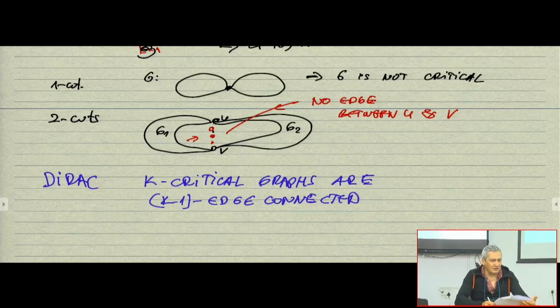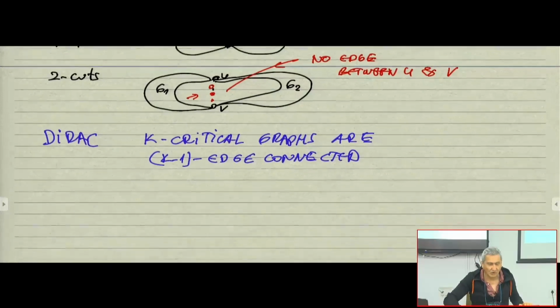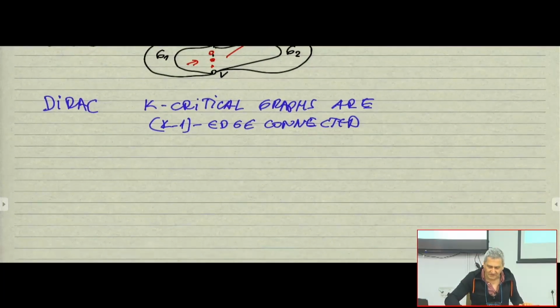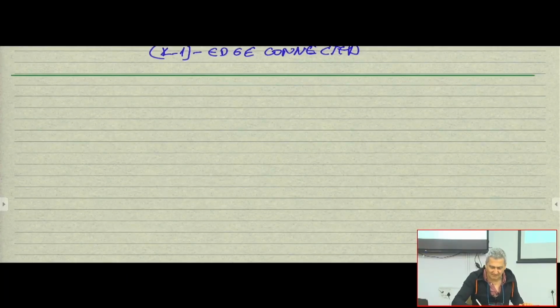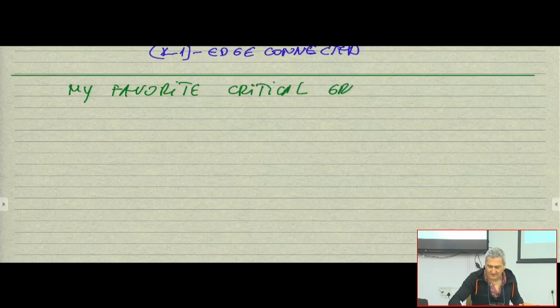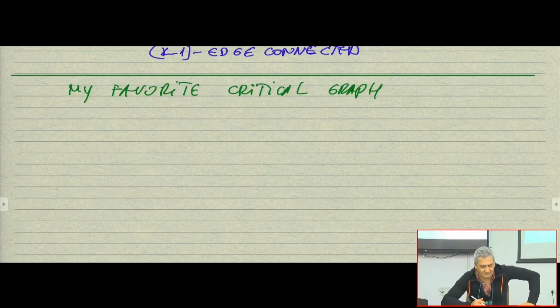Now I will mention several constructions of critical graphs. But just for exercise, here is my favorite critical graph. My favorite. Are we going to check if it is really critical? Maybe I'm lying. You never know, so I'm from Europe.